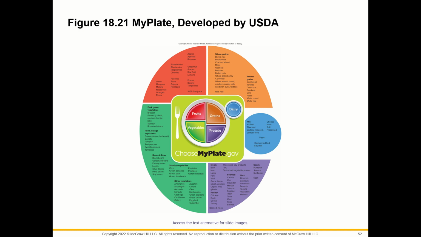Figure 18.21 shows the MyPlate developed by the USDA. And these are suggestions for the types of fruits, vegetables, grains, and proteins, along with dairy. And so I always think of it as like 80-20. You need like 80% plant-derived foods and like 20% animal-derived foods. That's just my take on it.